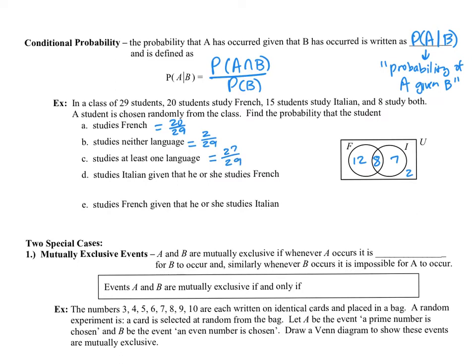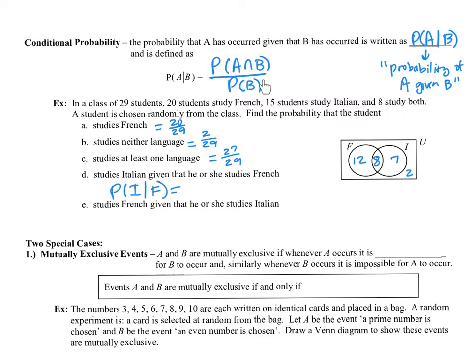Okay, now let's take a look at letter D. What's the probability that a student studies Italian given that he or she studies French? So we're going to look at this two different ways. Let's do the theory first. So that would be the probability that the student studies Italian, put a vertical bar, given that they study French.